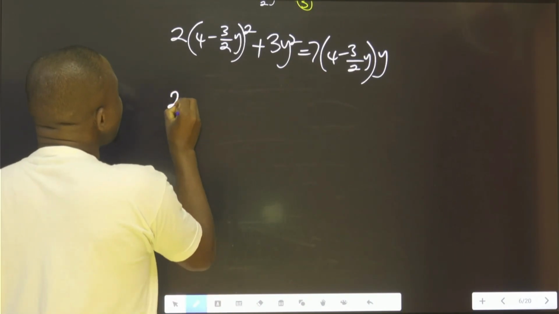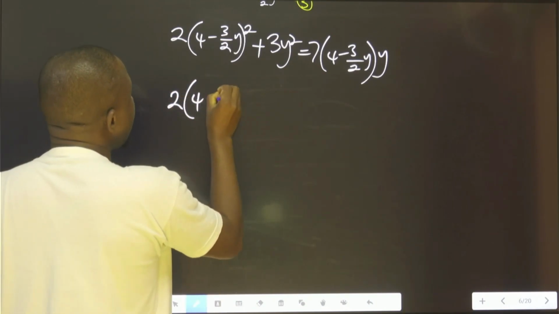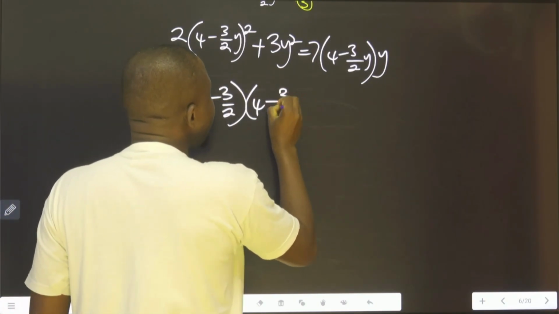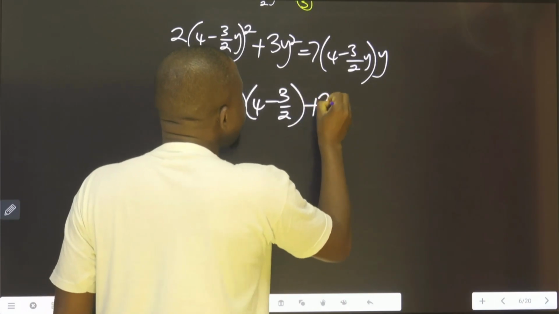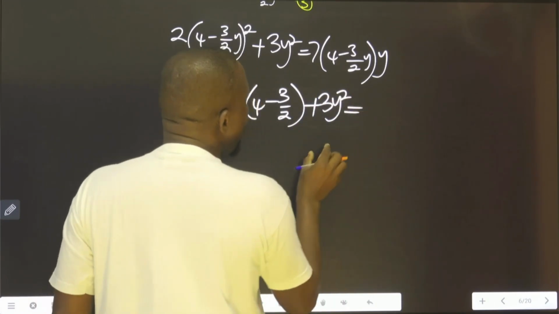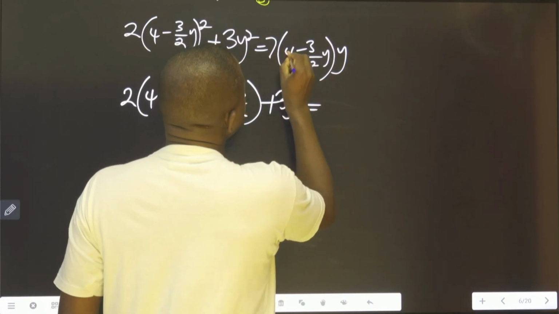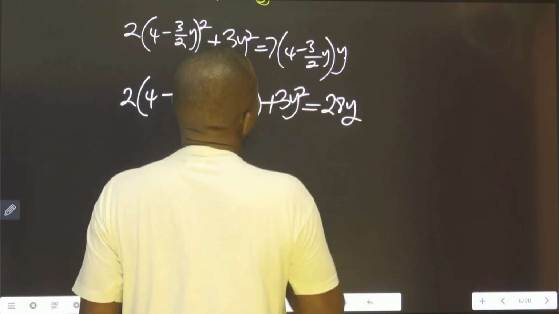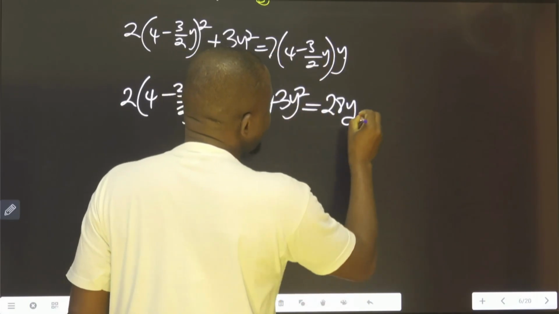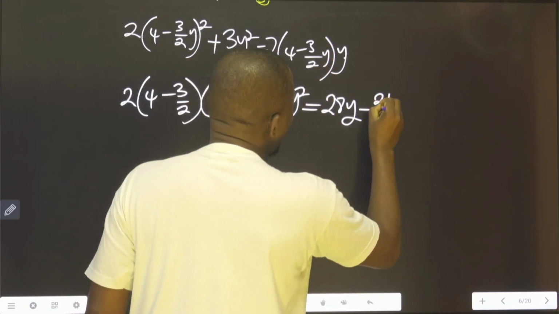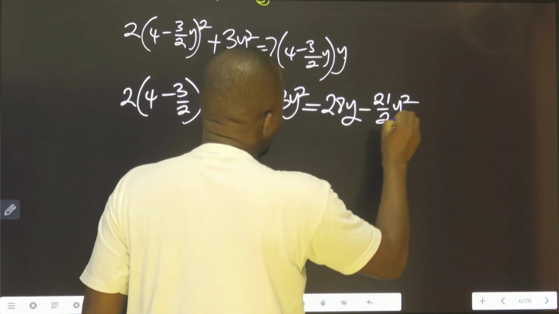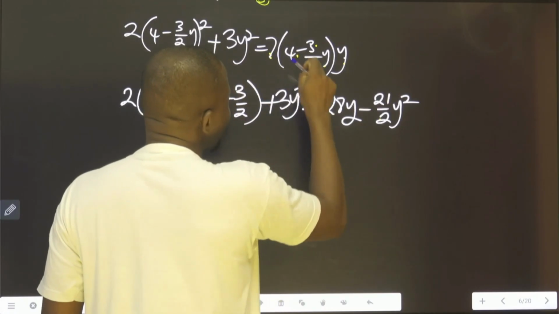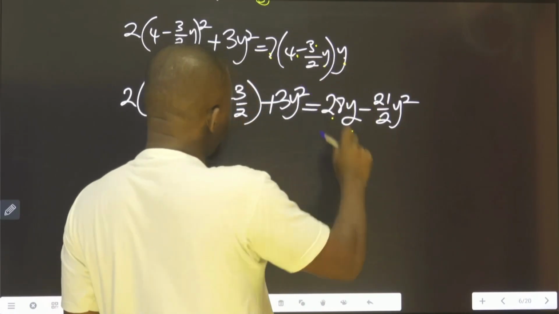That is to say 4 minus 3 over 2y plus 3y raised to power 2 equal to this multiplied by this will give us 28y. Okay? This and this will give us minus 21 over 2y squared. Because this and this will give us y squared. This and this will give us this value. Include this, you put this y.